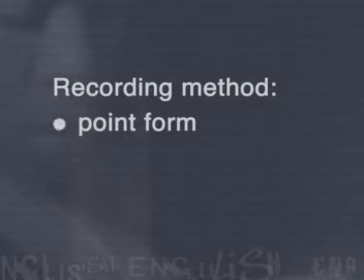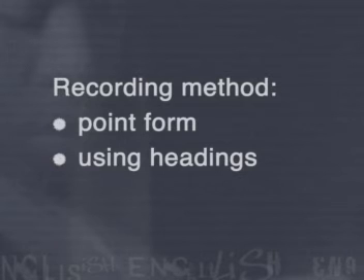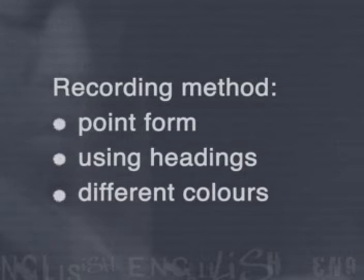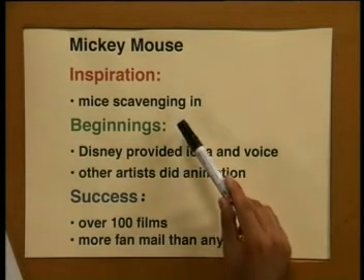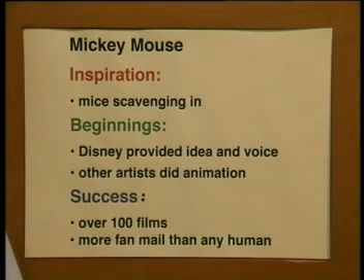Now that we've decided on our medium, we need to decide on our method. In other words, how we are going to record the information. We can use lists or diagrams, of which there are many variations. For example, writing in point form, using headings, or different colors. If you used point form, your notes might look like this. Note the different colors to highlight the different headings.